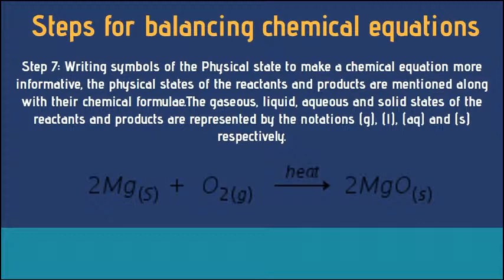So for this equation, we can write 2Mg in bracket S, as Mg was solid, plus oxygen, which was gas, so G, in presence of heat gives 2MgO, which is finally solid. So we are completely done with the balancing of this chemical equation with step number 7. So this was the hit and trial method that we have used.